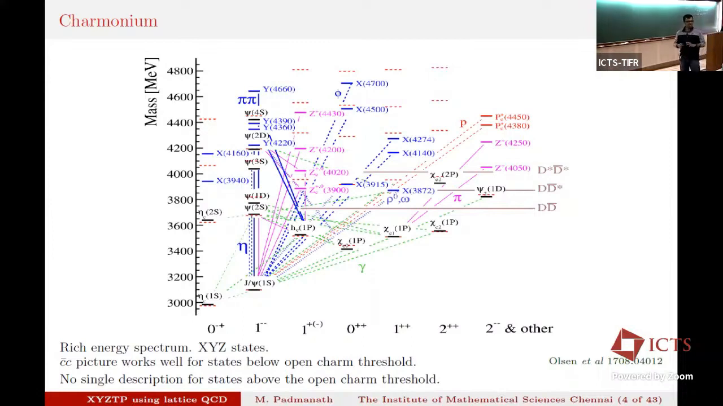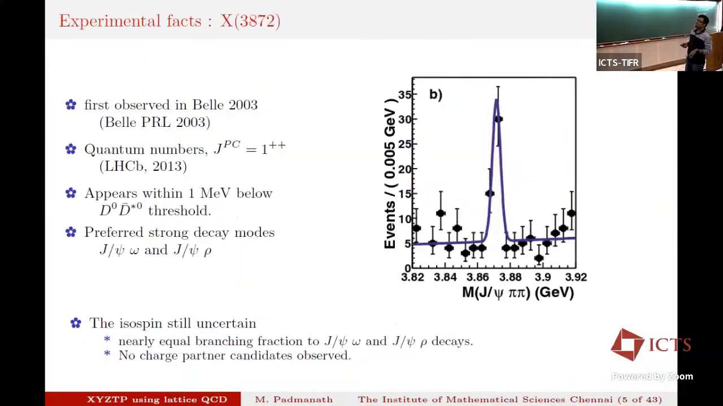These are the states which have some kind of confusion, in the sense that if you try to explain some property of this particle in terms of something, we fail to understand some other property based on the same arguments. So I give one such example. This is the longest-known non-exotic in this category, which is named X3872. It was discovered in 2003, 20 years back, and quantum numbers were only finalized in 2013. It was found right below the lowest two-particle threshold.